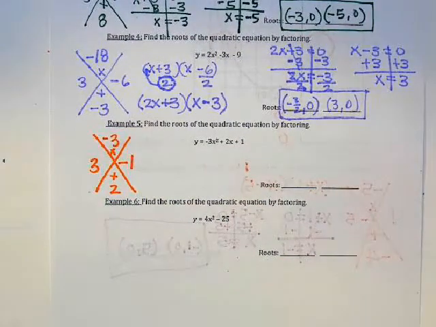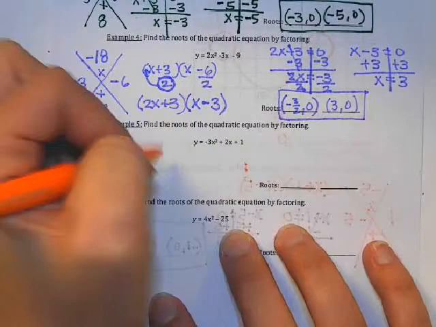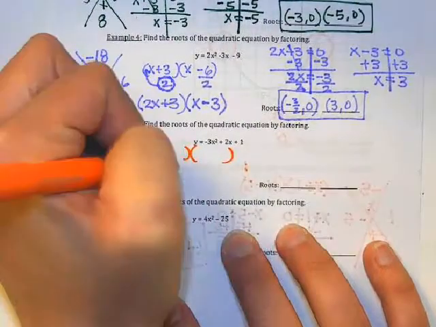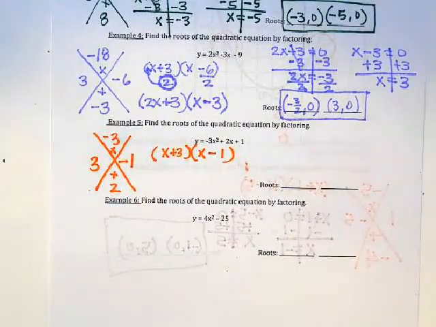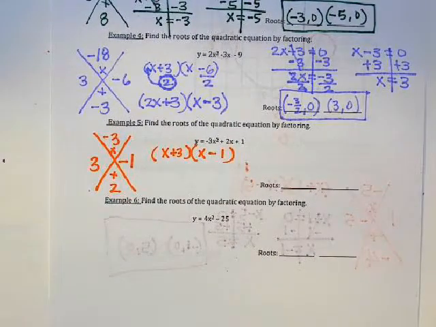Okay, if you haven't found your missing numbers yet, there's 3 and -1. Who's the negative one? Yep. Okay, then you do your empty sets of parentheses. X plus 3, x minus 1. Y'all gotten here yet? Is this right so far? That's what you have? X plus 3, x minus 1?